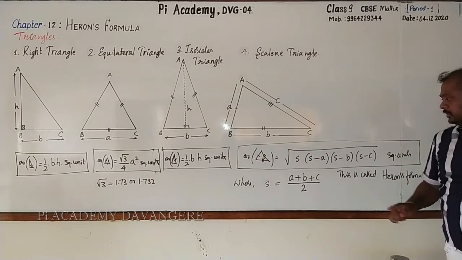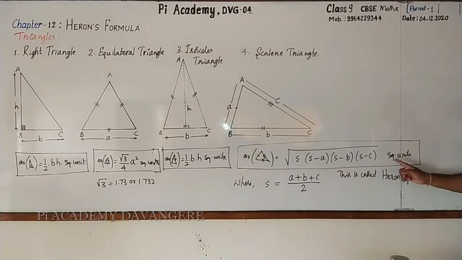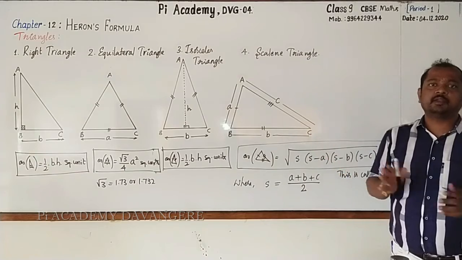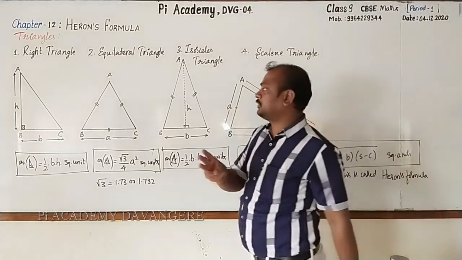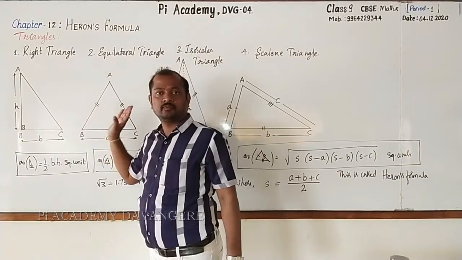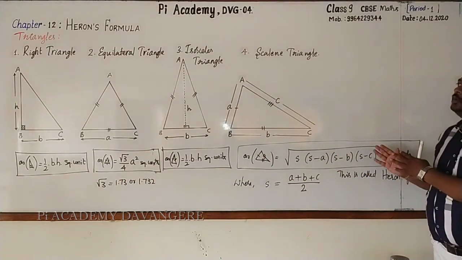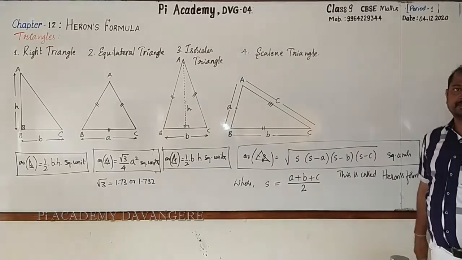And one more information. See that. This is Heron's formula, which can be used to find out area of any type of triangle when three sides of them are known. Followed? Yes. Please go for copying this. After that, we will move on to solve some of the problems.